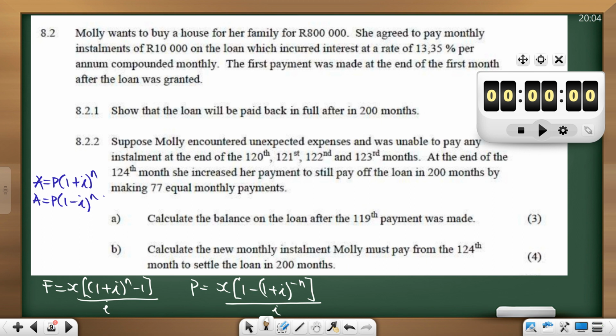Hello, hello, hello, everybody. How is this one looking? Nice, lovely, horrible. Not bad. Were you able to do 8.2.1 now? Because you were crying about 8.2.1.